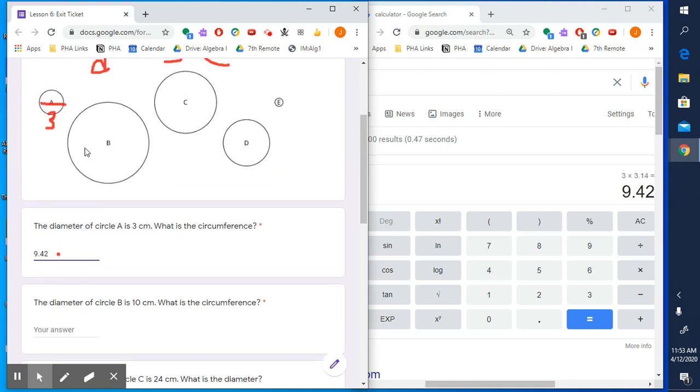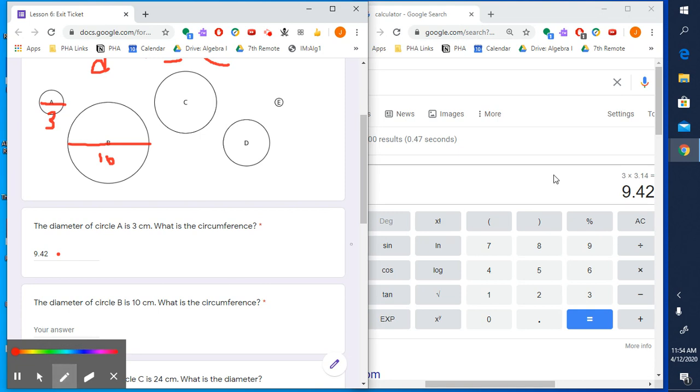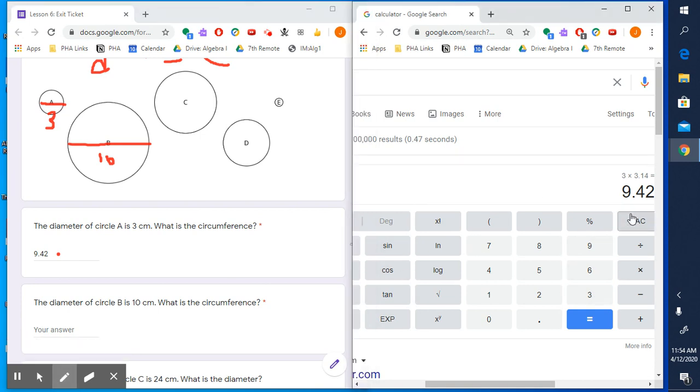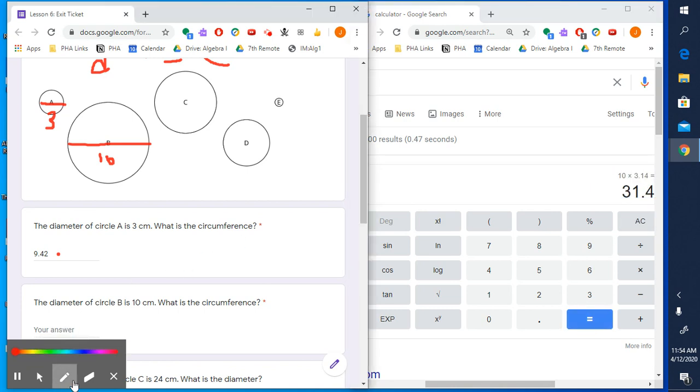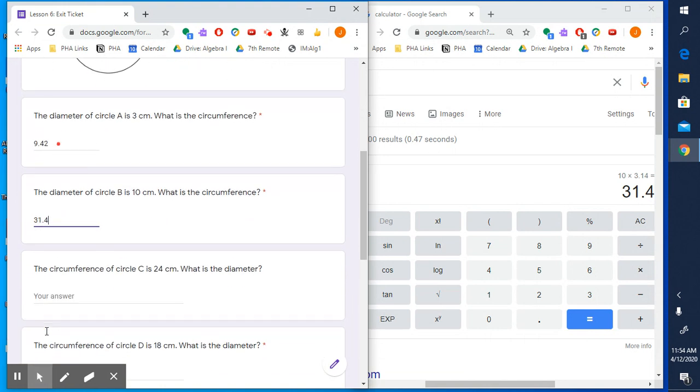Okay, the diameter of circle B is 10 centimeters. What is the circumference? Well, same thing. We need to do 10 times 3.14. So if I do that over here, I do 10 times 3.14, and I get 31.4. So here, the answer is 31.4 centimeters, but I can't write centimeters.